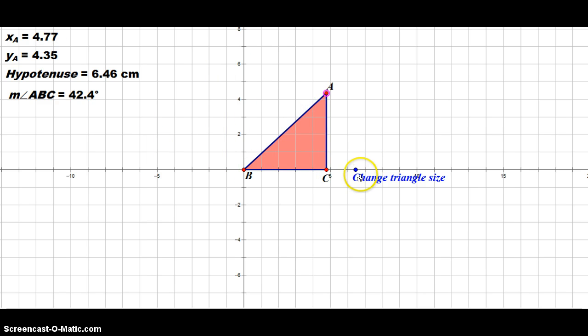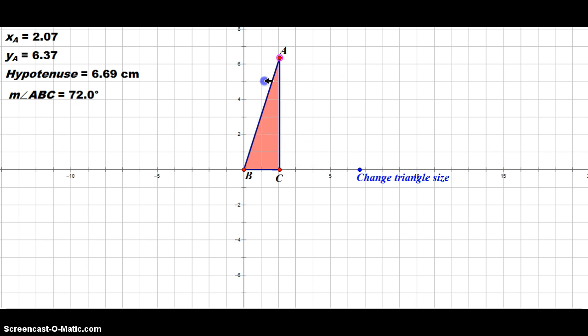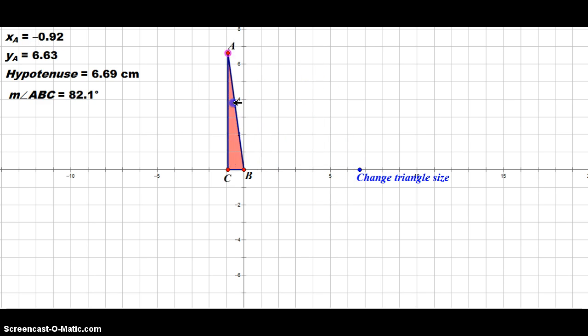And I can change the size of the triangle by moving this point if I wish. So notice that the coordinates of A change again, but the hypotenuse this time also changes. So now the investigation asks us to answer a few questions. The first of all is, in what quadrants is the x-coordinate of point A positive? So if I move A around the Cartesian plane, where do I see the x-coordinates being positive?